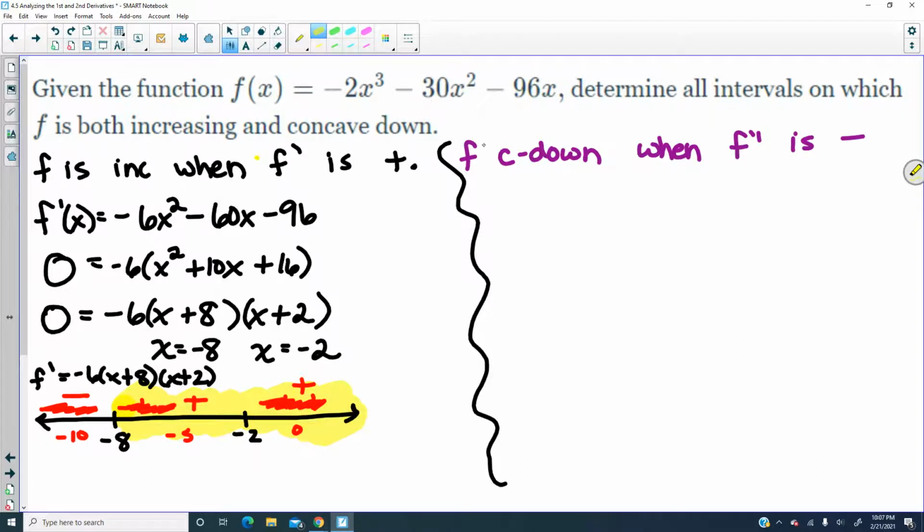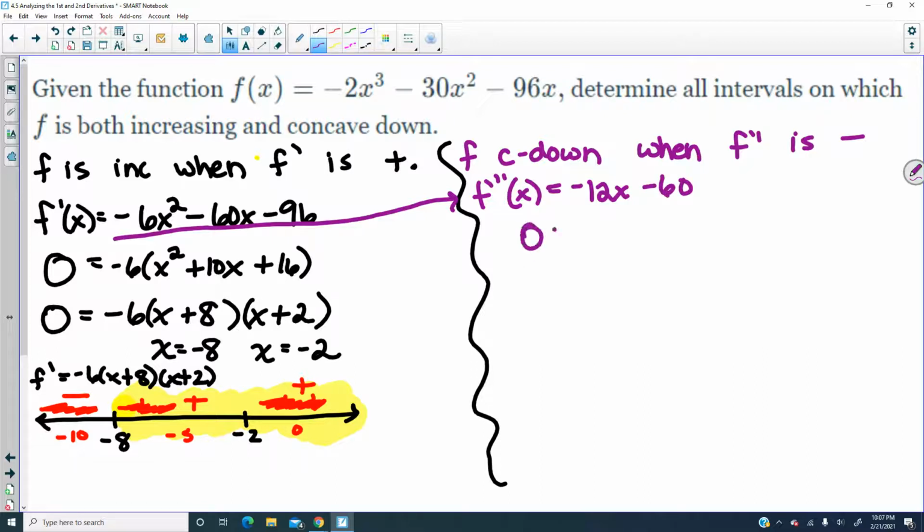Okay, so now let's look at where f would be concave down. So I need to find f double prime. I'm going to look back right here to find f double prime. That would be negative 12x minus 60. I'm going to set this equal to 0. If I add 60 to both sides, I get 60 equals negative 12x. And 60 divided by negative 12 would be negative 5.